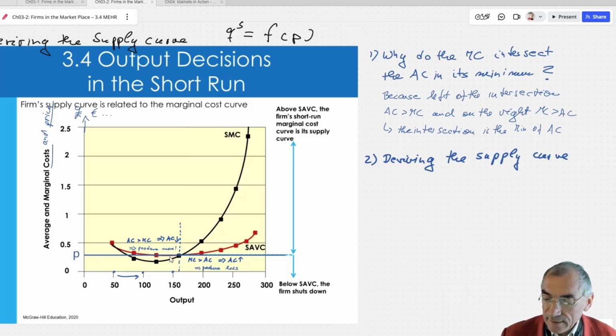If the price is exactly the average cost, then you could produce and you would earn the income that you need, but you wouldn't make profit. Nevertheless, we are in this situation above short-run average variable costs. The firm's short-run marginal cost curve becomes the supply curve. So here is supply, and now why is that the supply curve?